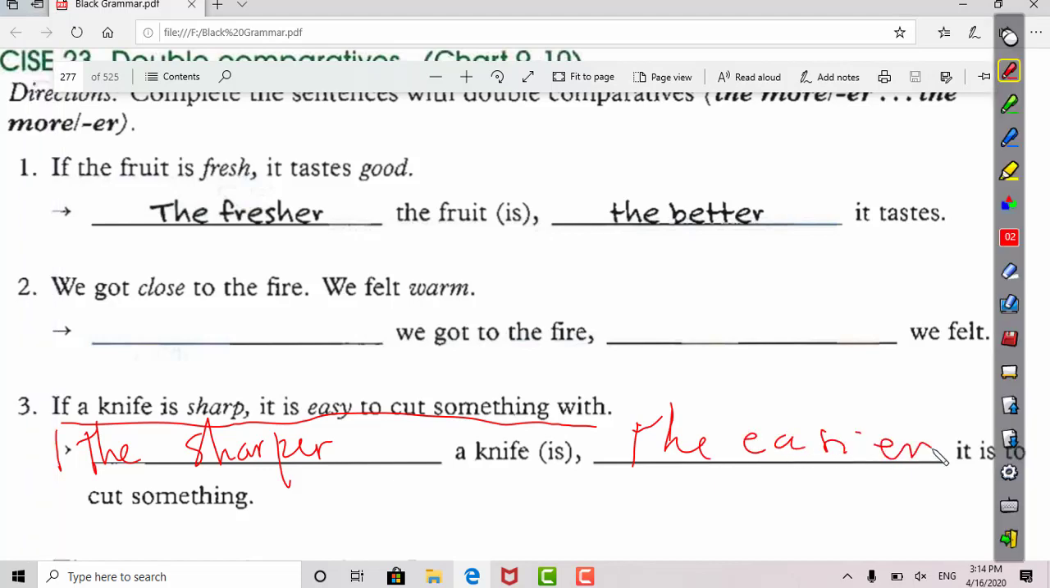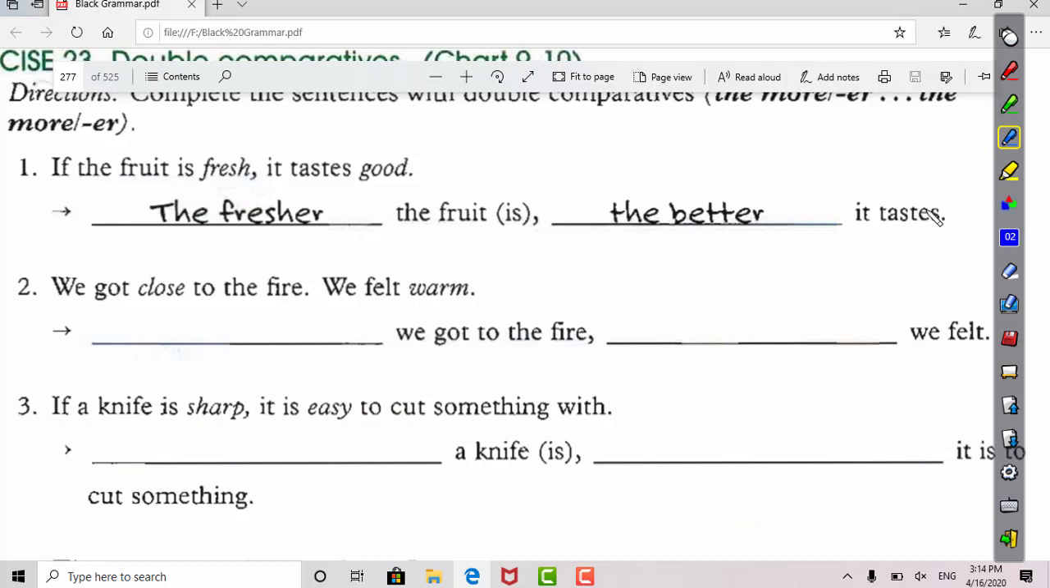Yes, that's true. Semakin tajam pisaunya, semakin mudah untuk memotong sesuatu. Alright, so that's why we could see this one as the second statement as the result of the first statement. So I will erase this one and then we go to next page. So that is when we talk about double comparatives.